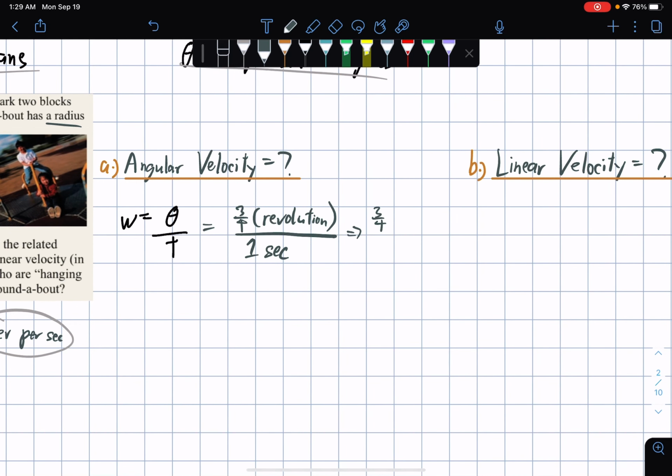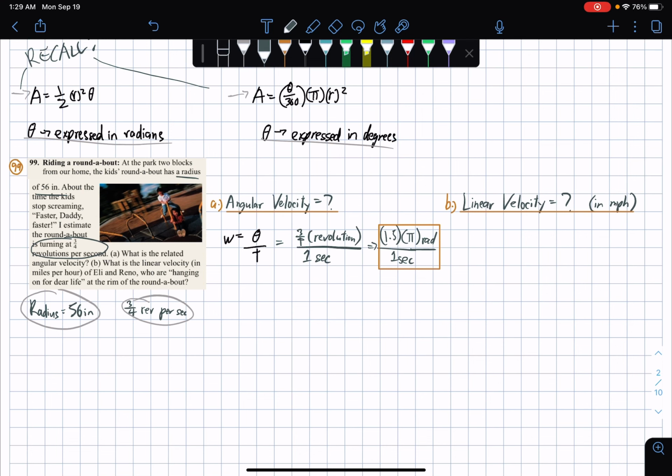So 3 over 4 revolution over 1 sec, it's 3 over 4 times 2 pi over 1 second, which is we cancel 2 and 4, so we get 3 over 2 pi. So we can just turn this into decimal form. 1.5 pi rad over 1 second. This is the final answer of the angular velocity.